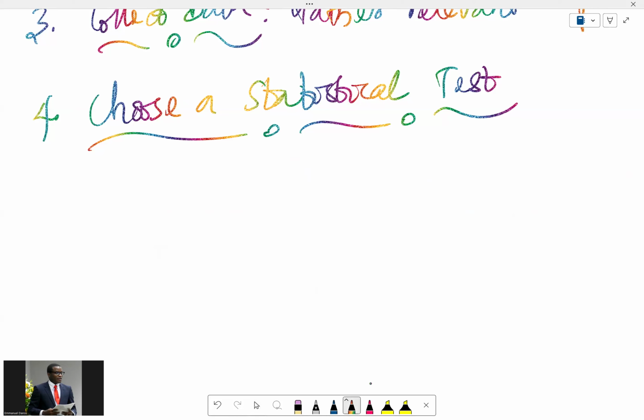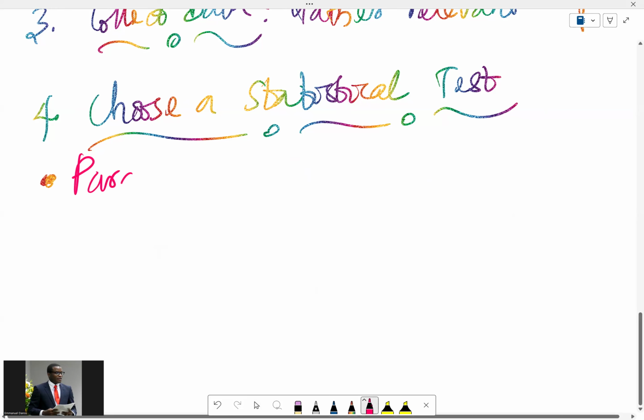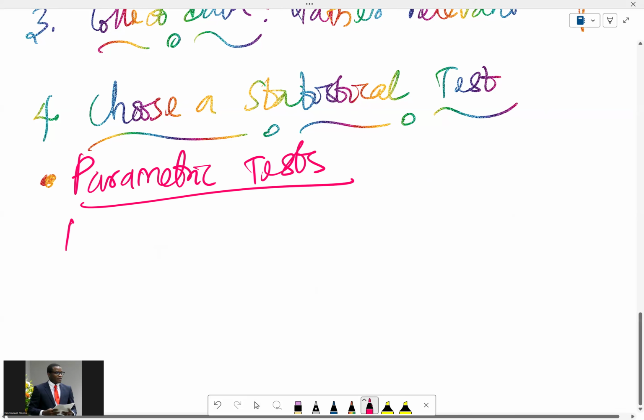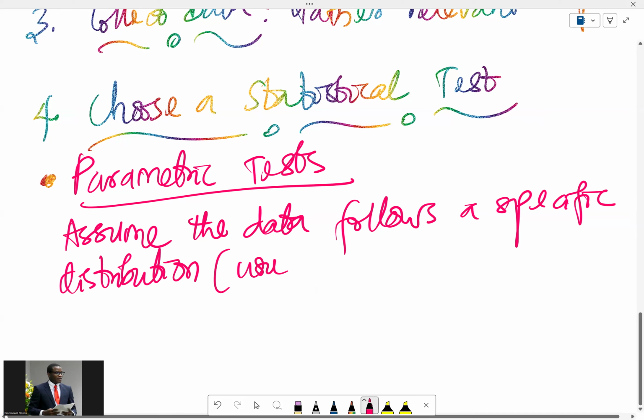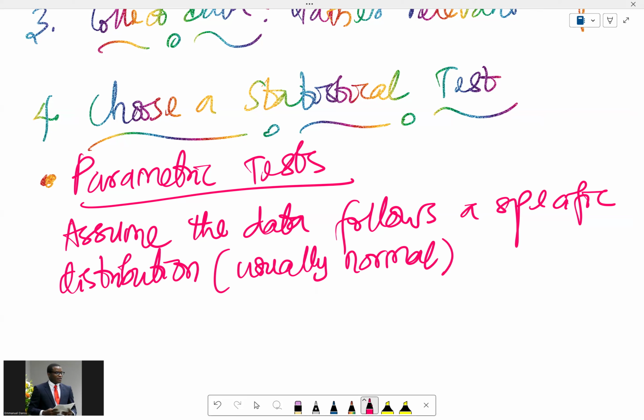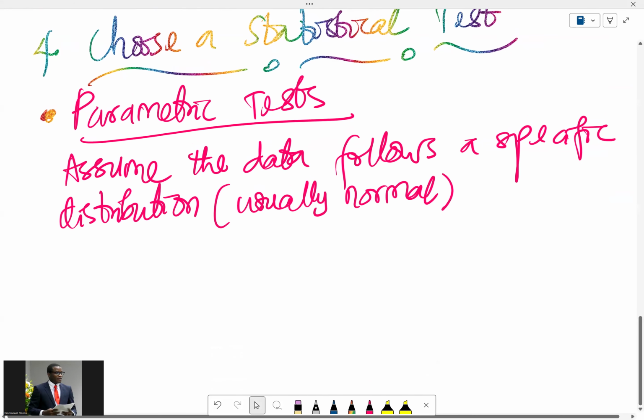The first kind of test is what is known as the parametric tests. Parametric tests assume the data, whatever data you have, follows a specific distribution. It means you know the distribution the data follows, usually a normal distribution. If you are guaranteed that something follows a normal distribution, then you can use parametric tests.